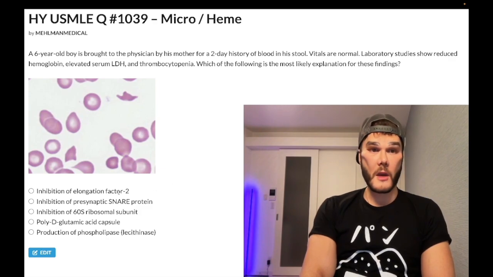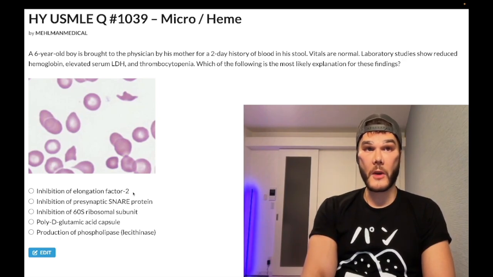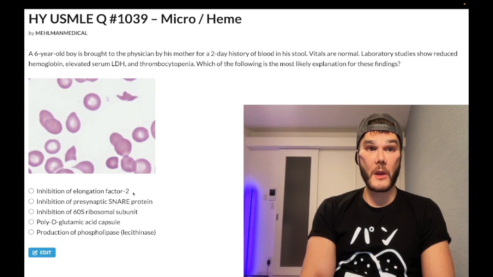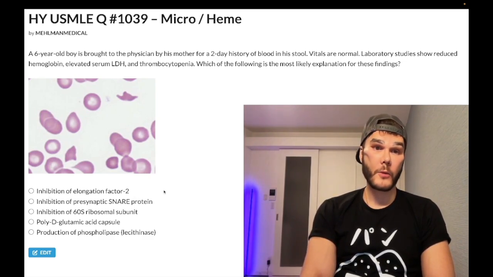Choice A, inhibition of elongation factor 2, wrong answer. This is going to be diphtheria toxin as well as Pseudomonas. It can be a lengthy discussion. They give you a kid who's got a sore throat, gray pseudomembrane, myocarditis, very buzzy for diphtheria. Let's say he's unvaccinated, he's immigrant status, and the answer could just be inhibition of translation. That's it, because elongation factor 2 is required for translation. Choice A, wrong answer.